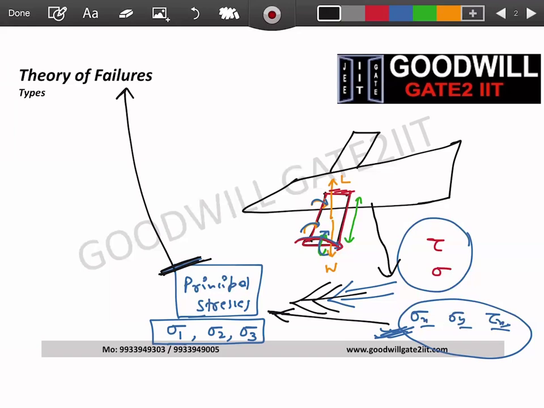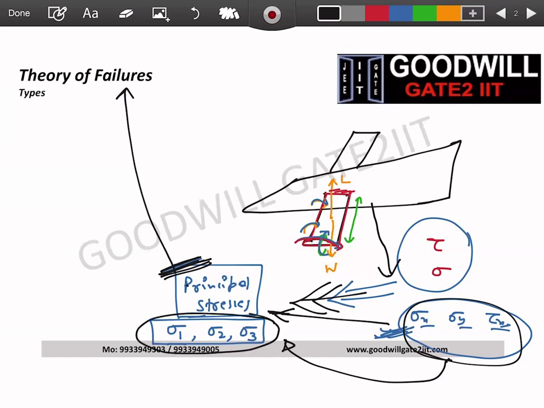Theory of failure says whatever you have, please first convert them into meaningful numbers, which are principal stresses, and then use these principal stresses and design your system. Now, what do you mean by theory of failures and design of systems? You have your principal stresses ready.